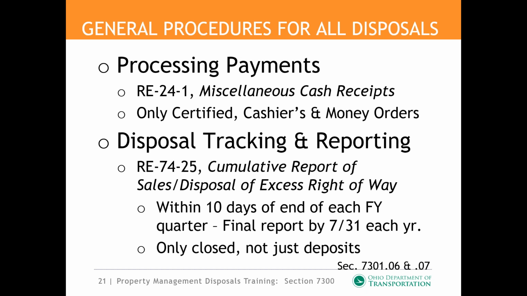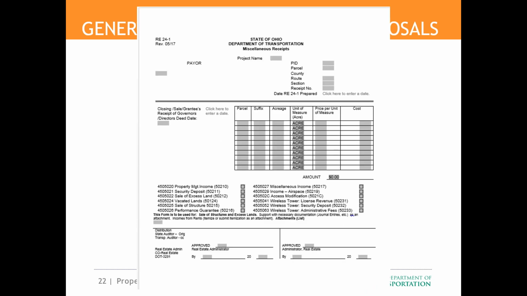Processing payments. All money received from property management disposals must be processed through the use of the form 24-1, which is a miscellaneous cash receipt. I'll show you a blank copy of that real quick. There's a blank copy of a miscellaneous cash receipt.